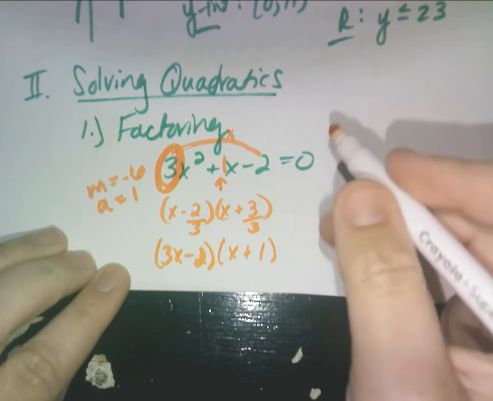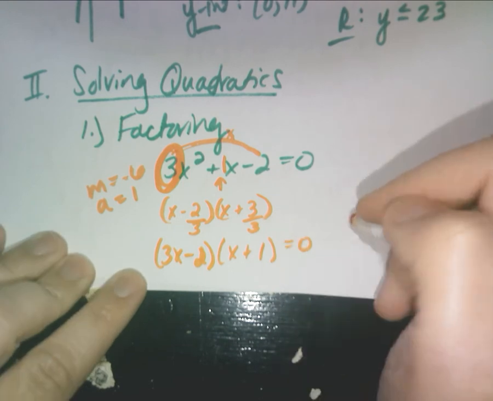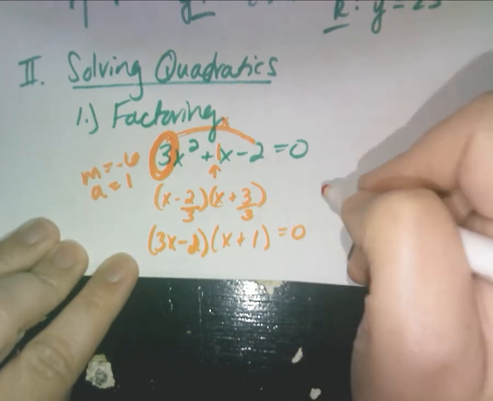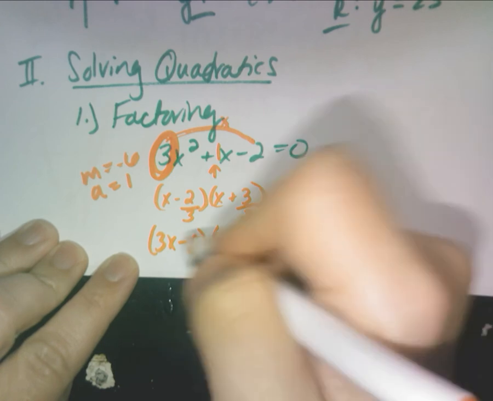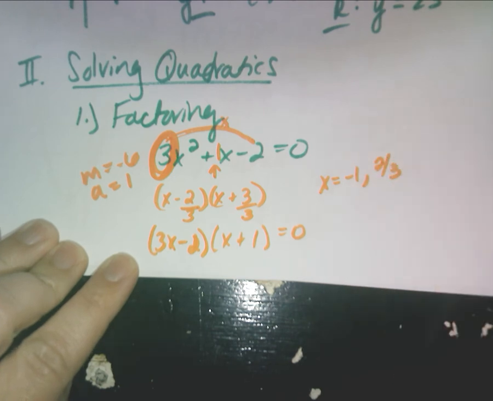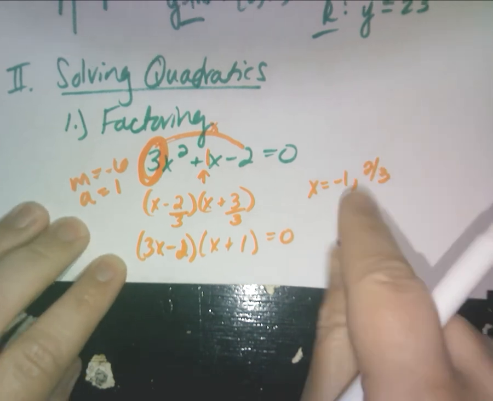That's it. So what are my two answers right here? What are my two solutions right here for x? X is what or what? 2/3 and negative 1. Why is this important? We're going to find out why.